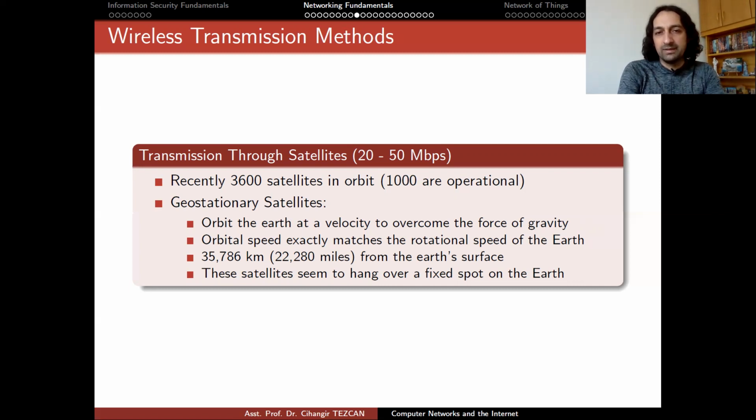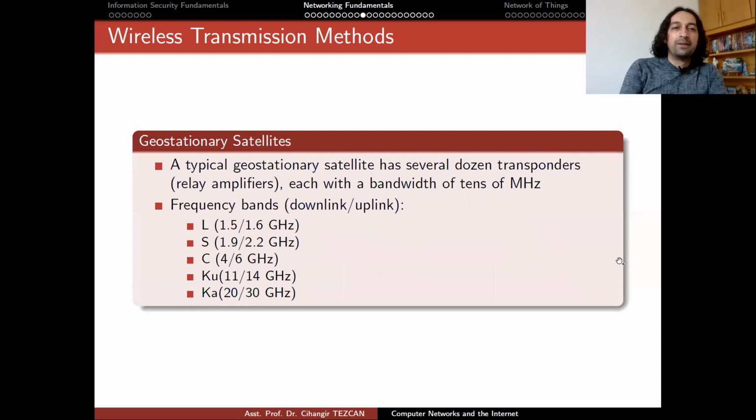So there is a specific distance from Earth's surface. It is, as written here, 35,786 kilometers. At that point, the orbital speed exactly matches the rotational speed of the Earth. So they hang in space at that point. A typical geostationary satellite has several dozen transponders, relay amplifiers, each with a bandwidth of tens of megahertz. There are many different frequency bands. Here, some of the downlink and uplink gigahertz are listed.